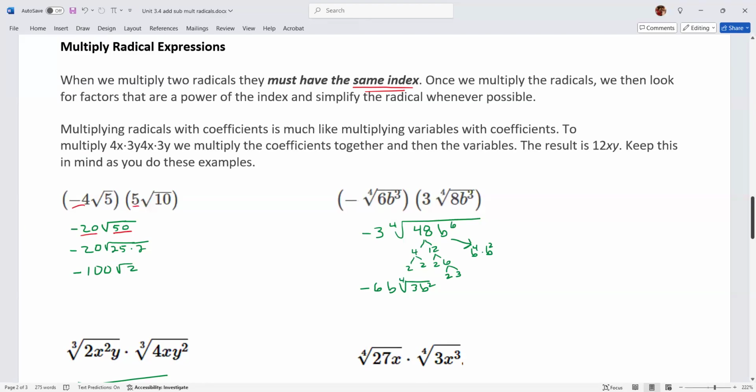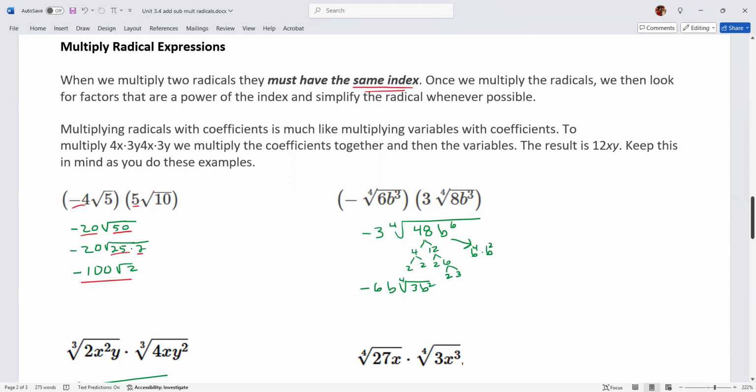Well, 50 breaks down into 25 times 2. 25 is a perfect square. That comes out as a 5. 5 times -20 is -100. And I left the 2 under the radical. Okay, so this should be pretty familiar.